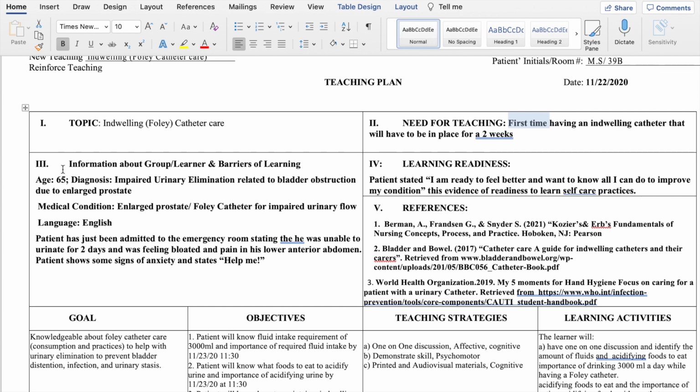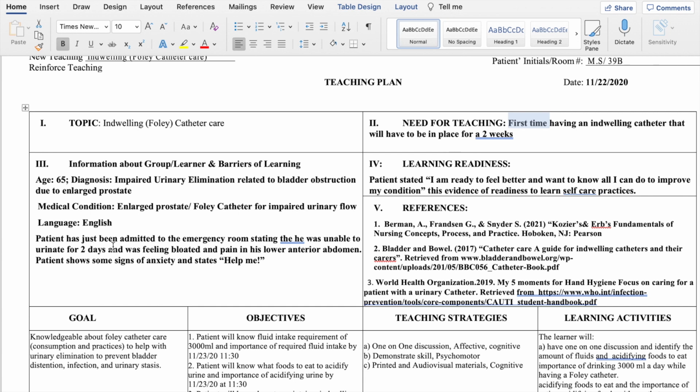And then in this third box, you have information about group learners and barriers of learning. So you put a little introduction about your patient, their age, their diagnosis, and then you also put their medical condition, which is different from their diagnosis because you can have your nursing diagnosis and then their medical diagnosis. And then you put their language because you need that as far as communicating goes and teaching. And you also just put a little history of what's going on with your patient.